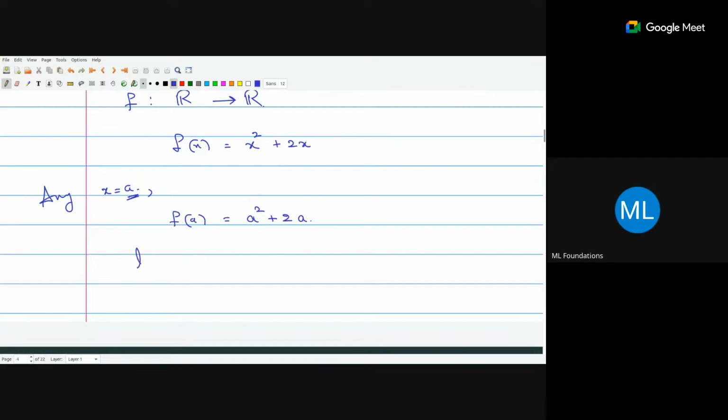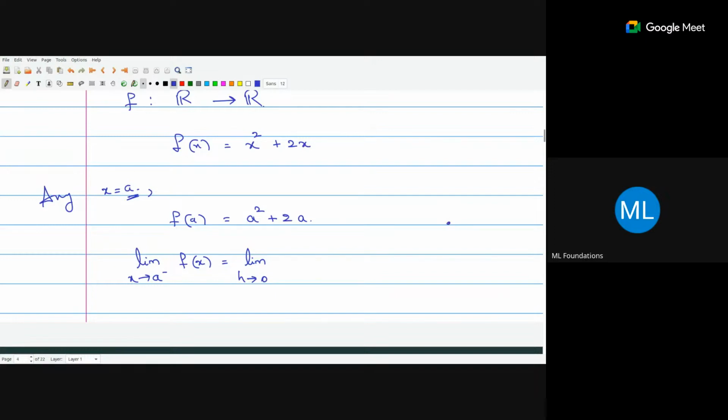Now you have to check the limit as x approaches from the left side. What happens to this function? So how do I check the limit? It is done with a minus h, so limit h tends to 0 of a minus h whole square plus 2 times a minus h. I will bring in a new variable h, the distance from the point a to the present point.